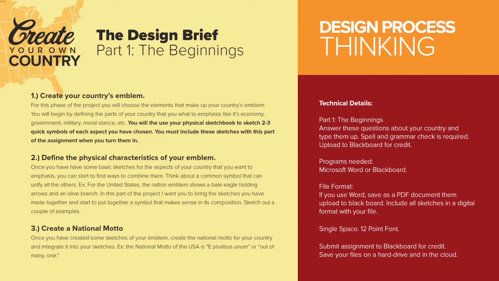You will use your physical sketchbook. You will sketch these out. I want you to sketch 2 to 3 quick symbols of each of these aspects that you have chosen for your country. You must include these sketches with this part of the assignment whenever you turn them in. So you'll write about the design or the symbols that you want to create, and then after you write about them, you'll include the sketches that you make of them. It's important to make the sketches because you can possibly use these sketches whenever you bring them into Illustrator in order to trace.